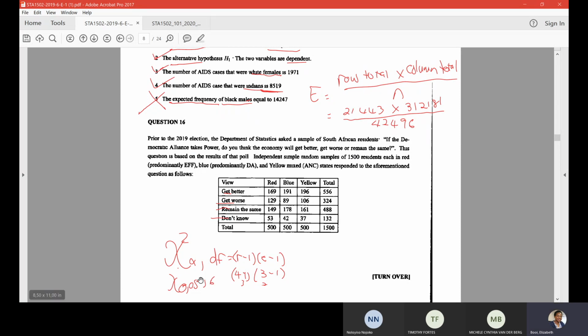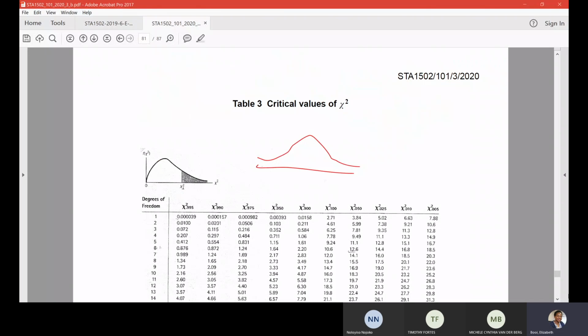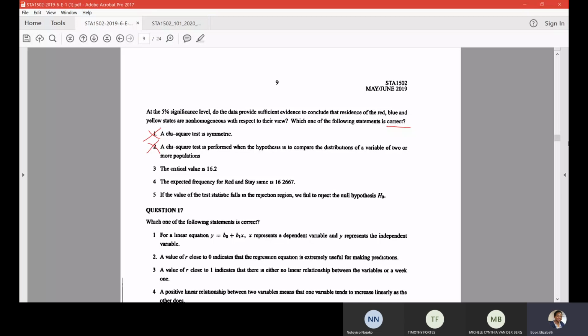So we have the chi-square table. We're looking for 0.05 and 6. Where they meet, that is our critical value. And the critical value is 12.6. Going back to our question, it says here the critical value is 16 point something, which is not correct.